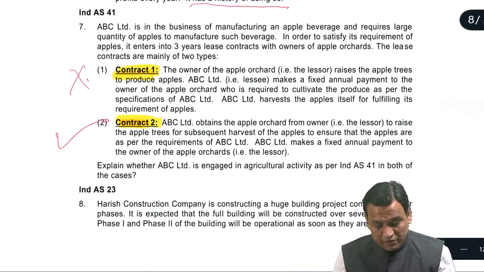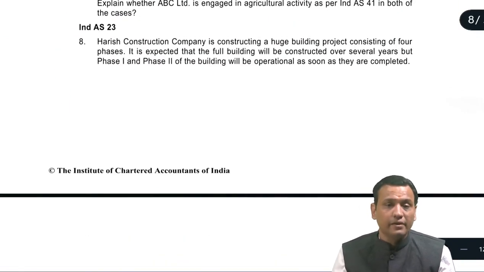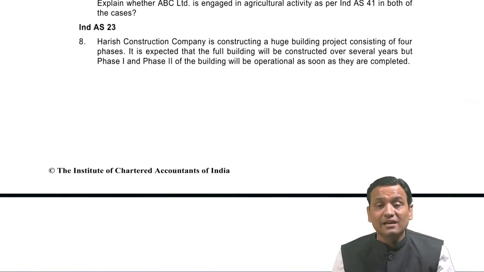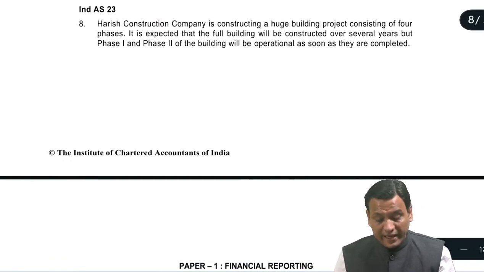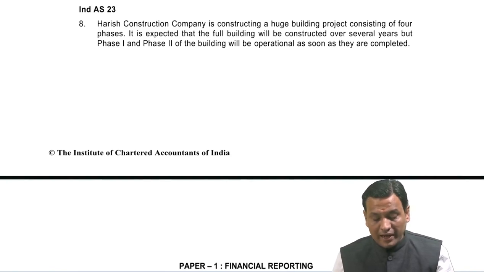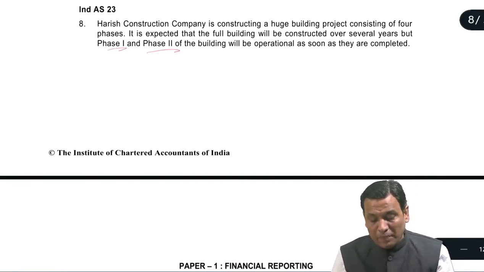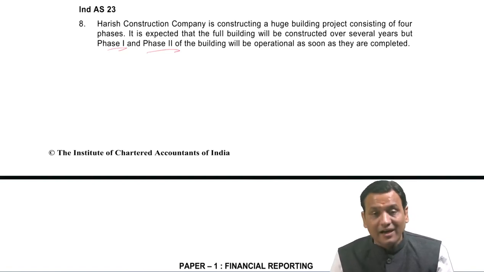Now let us proceed to Ind AS 23. Harish Construction Company is constructing a huge building consisting of 4 phases. It is expected that the full building will be constructed over several years, but phase 1 and phase 2 of the building will be operational as soon as they are completed.